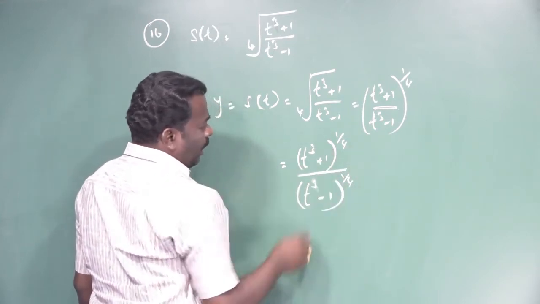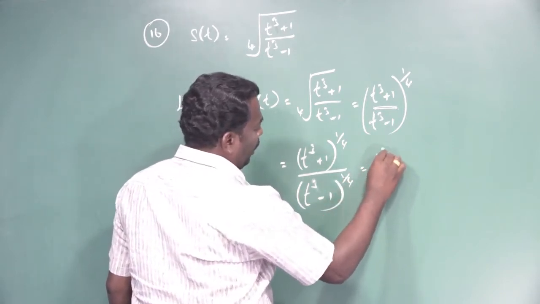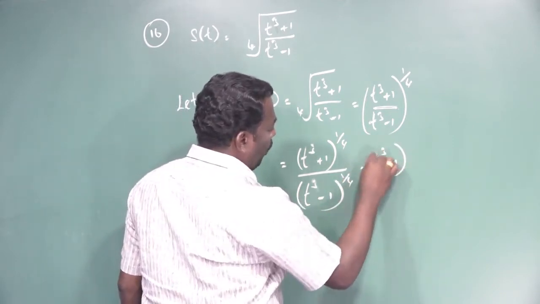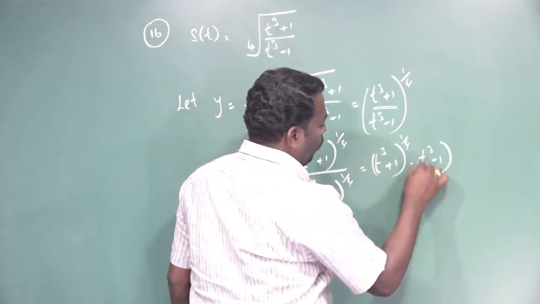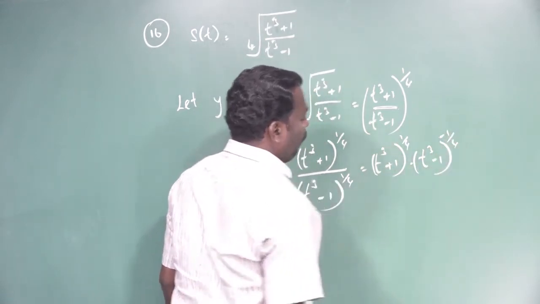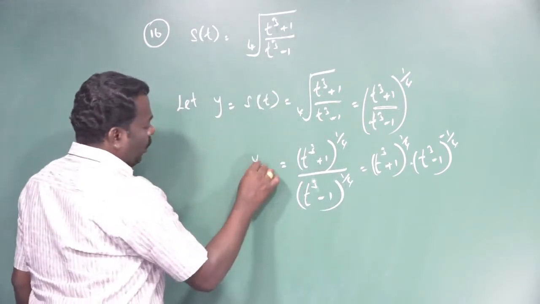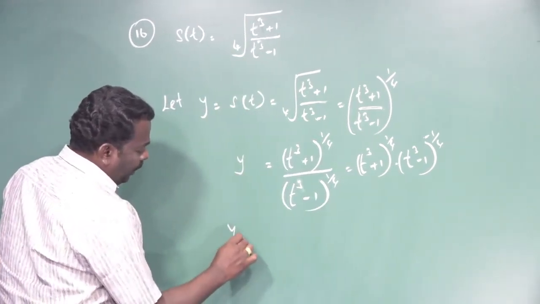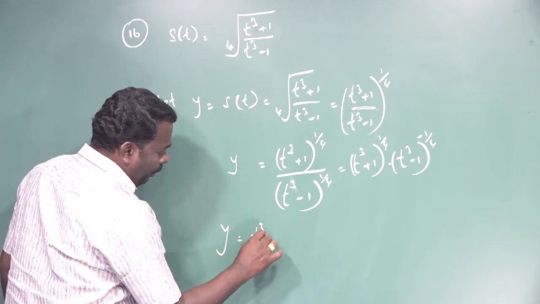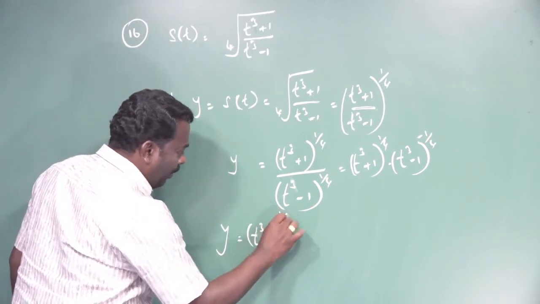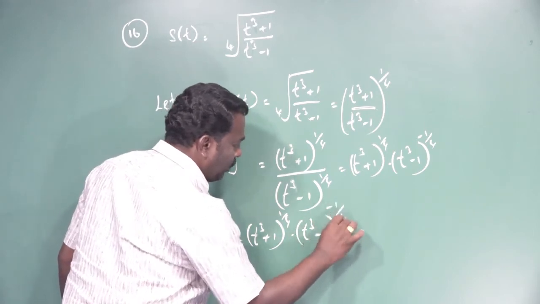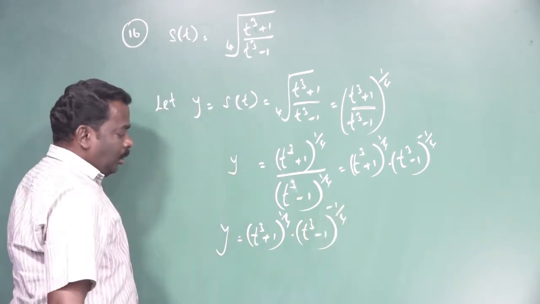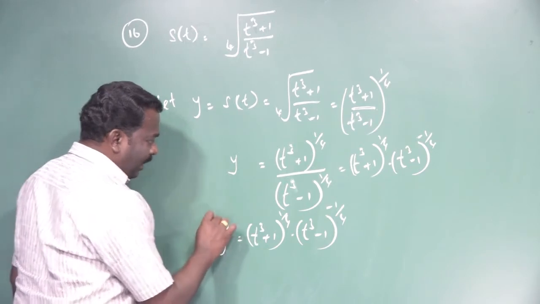Now write this term in numerator form: that is equal to (t^3 + 1)^(1/4) into (t^3 - 1)^(-1/4). And that is called y. Therefore y = (t^3 + 1)^(1/4) (t^3 - 1)^(-1/4), and this is called the y function.